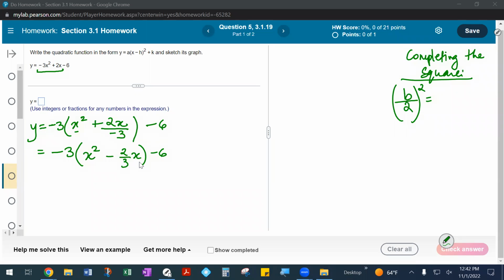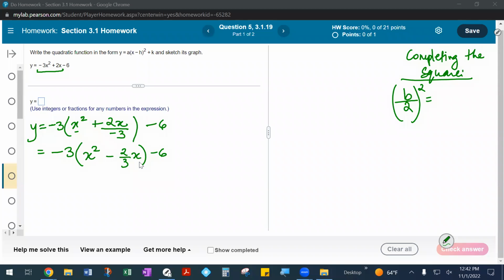What's our B value? -2/3. Very nice. Yes, it's going to be the coefficient of the x term, and you don't have to worry about the sign because squaring will always make anything positive, so we don't really mess around with that. So just take the 2/3.